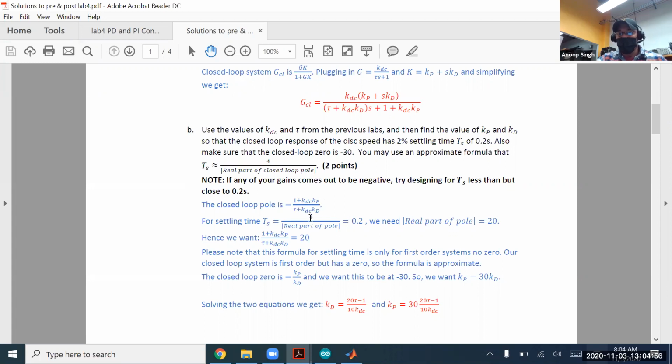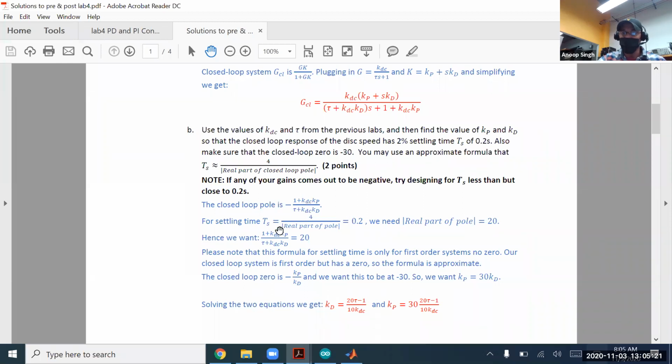And settling time is 4 over the pole. Now this formula is not exactly valid for a system with one pole and one zero. It's going to be approximately valid, but we're going to use this formula anyway, and hopefully we'll correct it if needed. Okay, so settling time should be 0.2. So that means the real part of the pole should be 4 over 0.2, which is 20, in at least the magnitude of it.